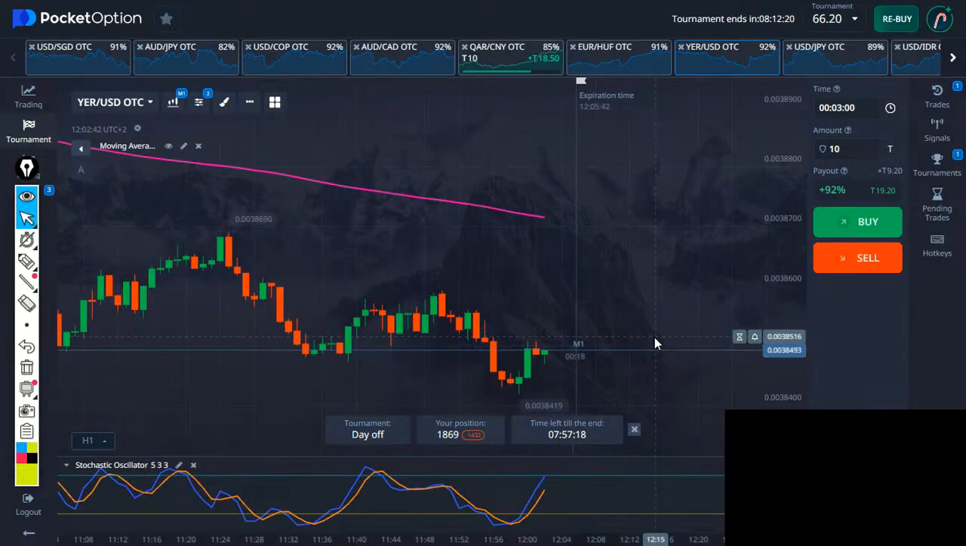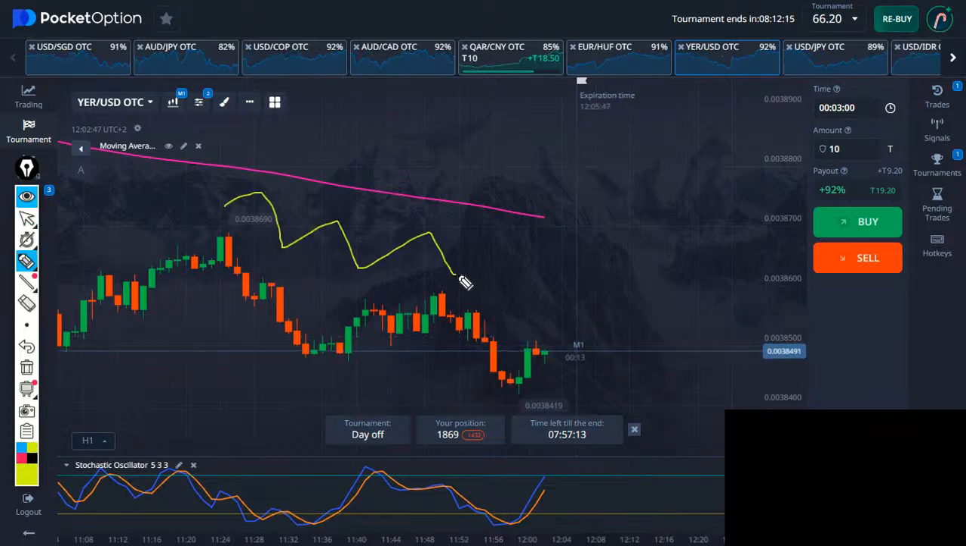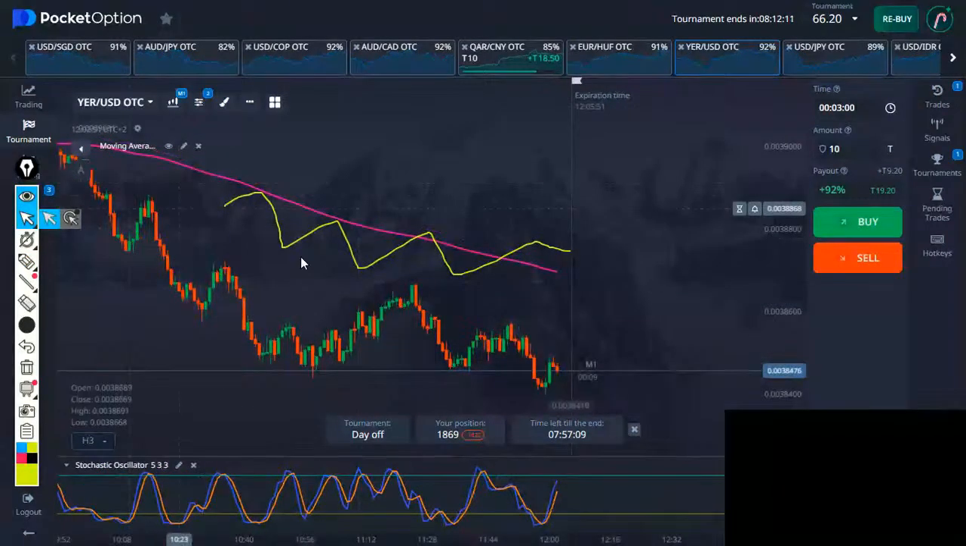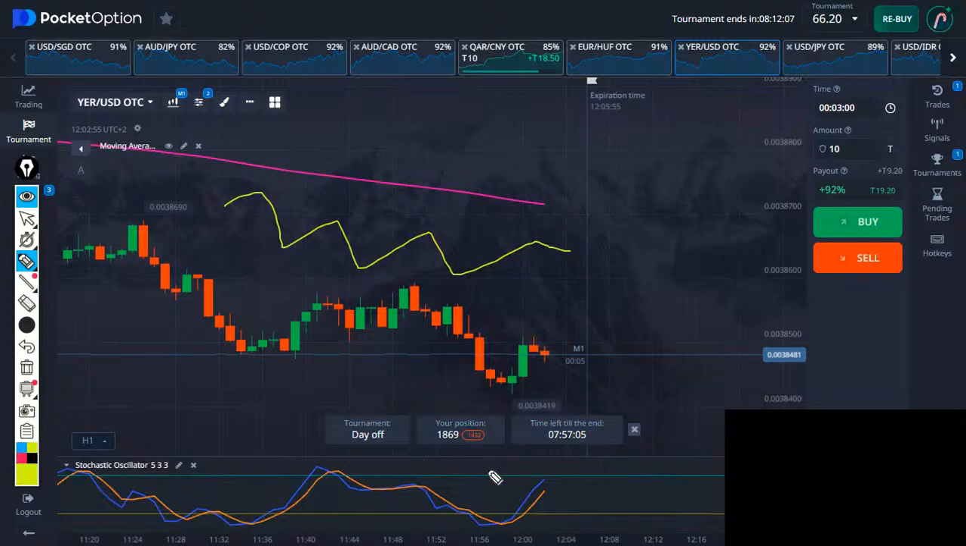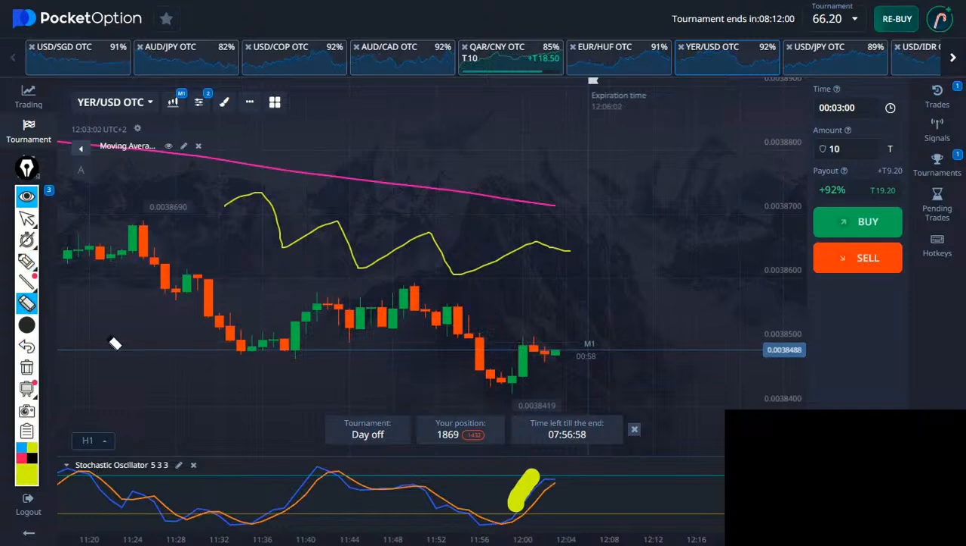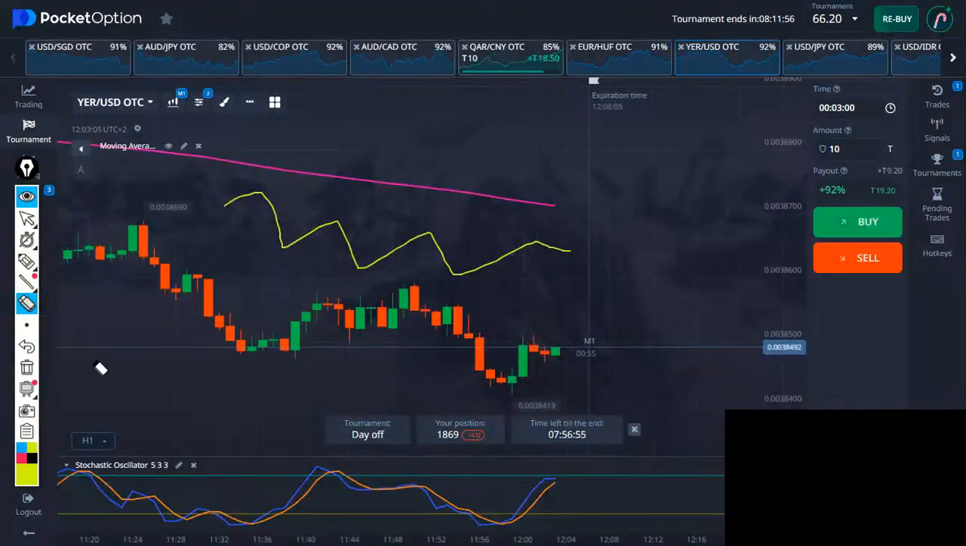So first confirmation, the price is below the 200 EMA. Second confirmation, you have a clear trend to the downside. Third, we are waiting for our third confirmation for the stochastic to push above the overbought area of the stochastic, which is over here.